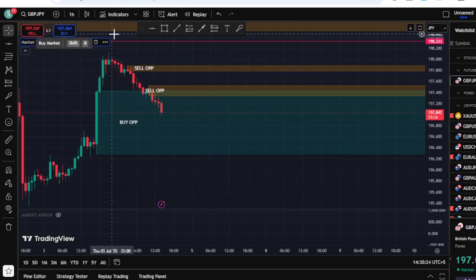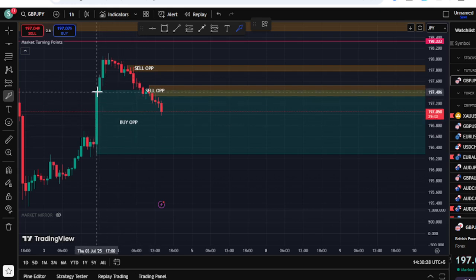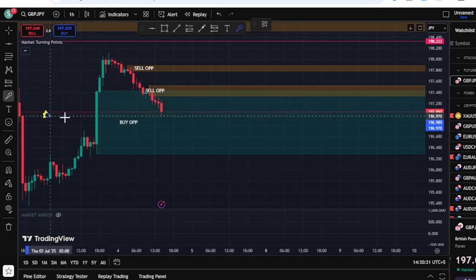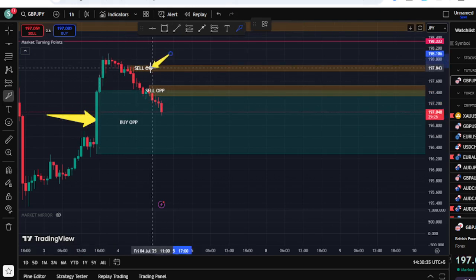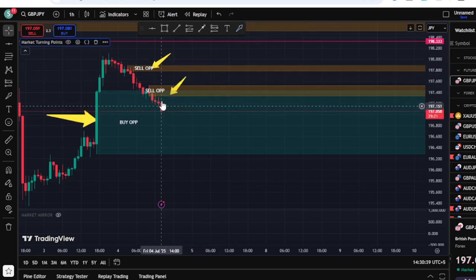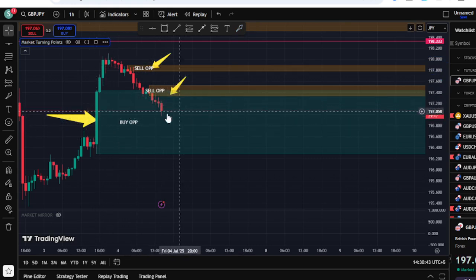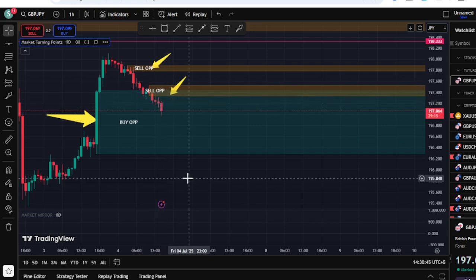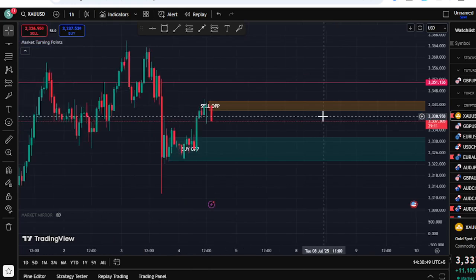For example, this is the Great Britain Pound JPY 1 hour chart. You can see this buy opportunity was created at that time and the price has already gone up. Now in real time, this indicator has plotted a sell opportunity level, and then another sell opportunity level is plotted here. So it doesn't mean that this buy opportunity is valid anymore. Now the market is following the sell opportunity. So this indicator tells you what's happening in real time.